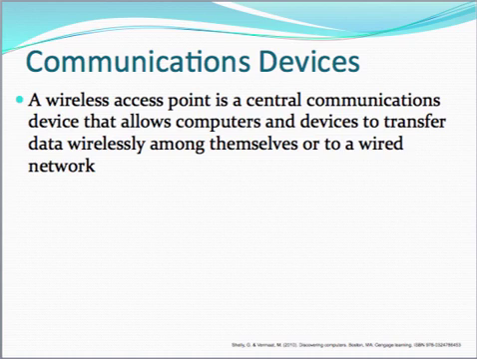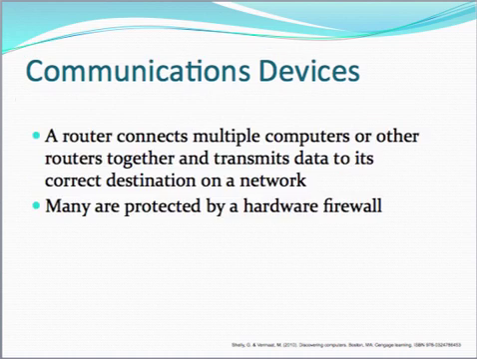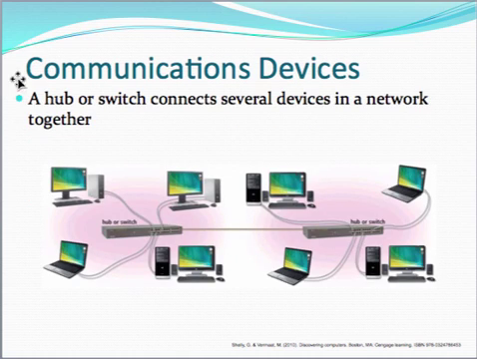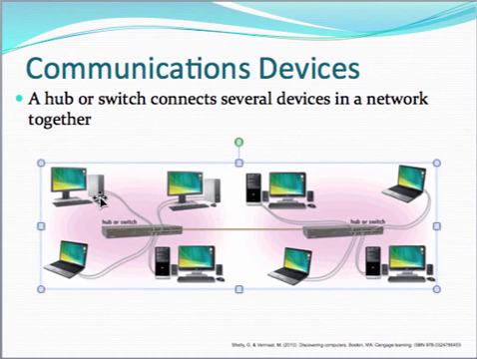A wireless access point is a central communication device that allows computers and devices to transfer data wirelessly among themselves or to a wired network. A router, and maybe you have one at home, connects multiple computers or other routers together and transmits data to its correct destination on a network. Many are protected by a hardware firewall. Communication devices. A hub or switch connects several devices in a network together. And these are the hubs right here.